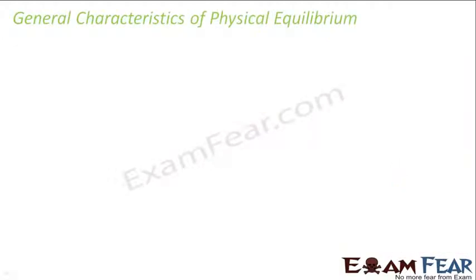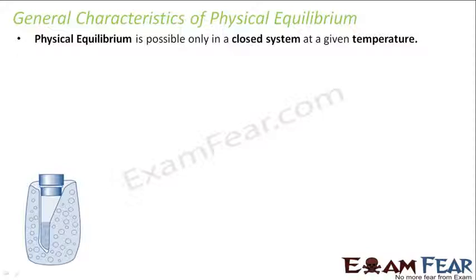So having studied various kinds of physical equilibrium, let's understand the general characteristics of physical equilibrium. The first and the most critical thing is it is possible only in a closed system at a given temperature. When my system is closed, my chemicals can't go out, heat can't go out. That time only you have this physical equilibrium. In an open system, I can't get a physical equilibrium. It has to be a closed system at a given temperature.